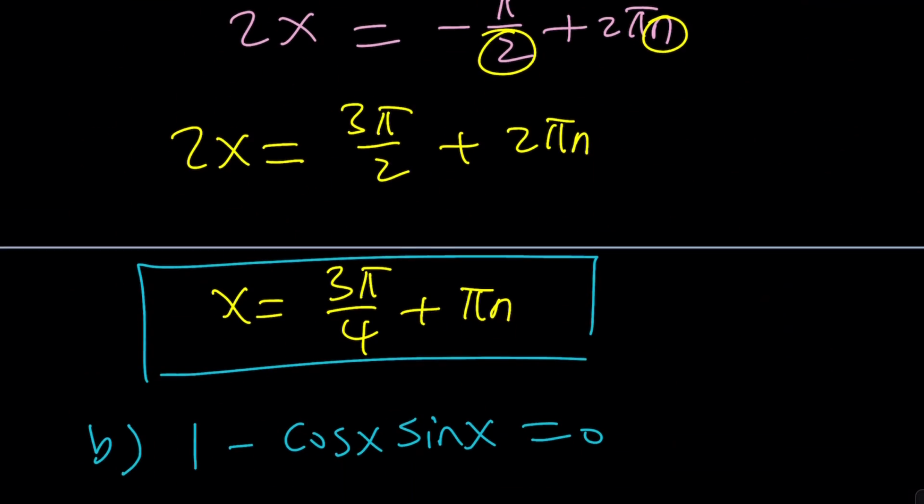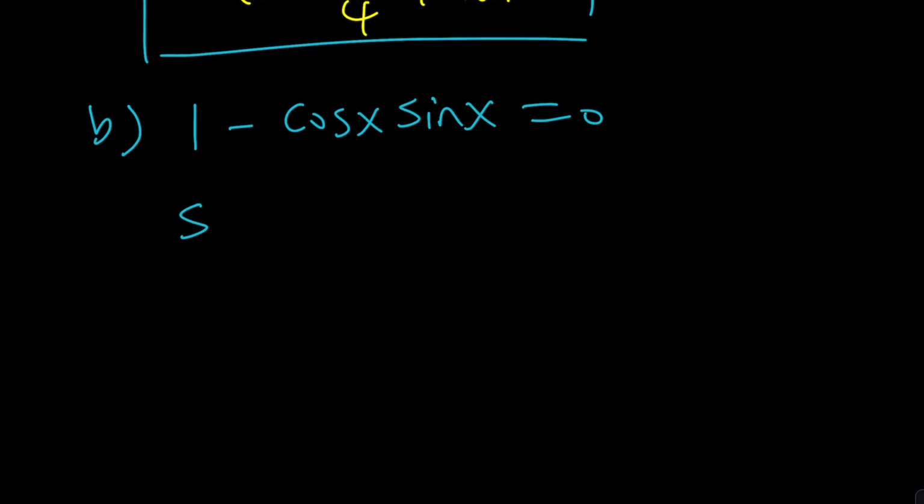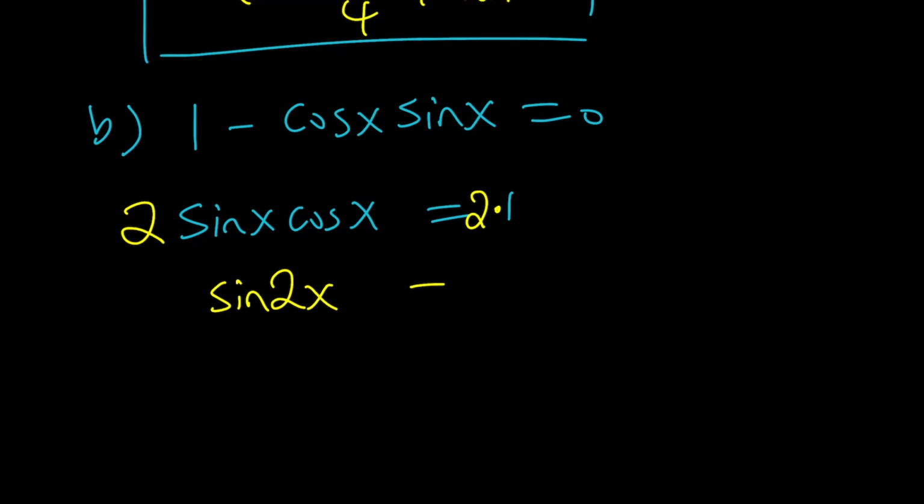Okay, now, this is our second factor, and this is kind of interesting. I want to write it as sine x cosine x equals 1. And then, do you recognize this? If you do, you'll multiply by 2, right? So we're going to get something like a double angle. Sine of 2x equals 2.